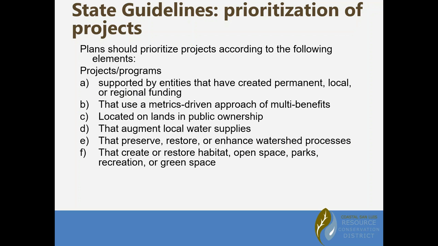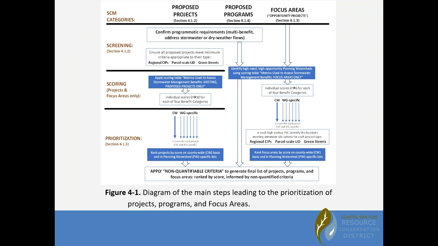So going back to our guidelines and how to prioritize projects, they gave the suggestion that projects should be prioritized according to these following elements. So things like having funding that's created, uses this metric-based approach, something that is located on lands in public ownership, that augments local water supplies, that preserves, restores, or creates watershed processes, or creates or restores habitat, open space, parks, recreation, or green space.